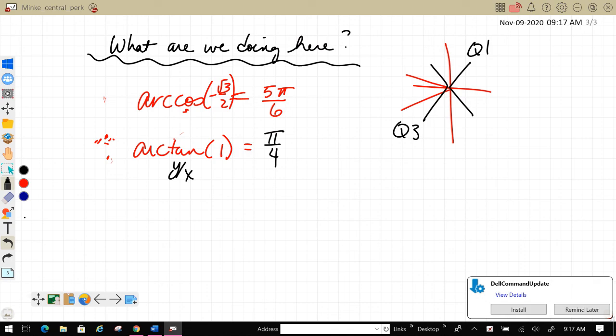And we'll do more examples tomorrow where they get a little bit trickier, to be continued, but that is essentially inverse functions.